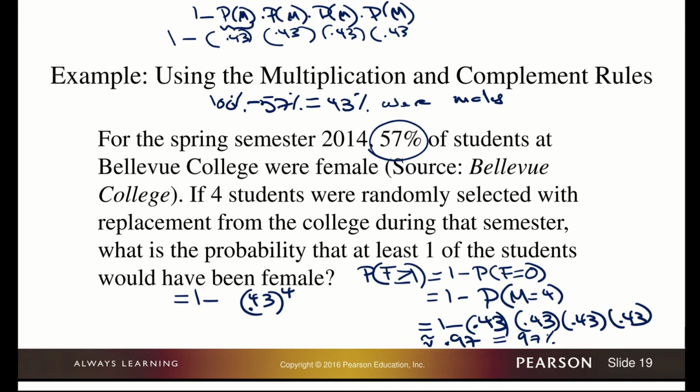So it means it's extremely likely that you're going to select a female. There's only a 3% probability that one of those students will not be a female, and they will all be males, right? All right. So that pretty much wraps it up for us as far as the lesson is concerned. And next, I just want to look at a few selective problems from the homework set to make sure that you can handle all of those.